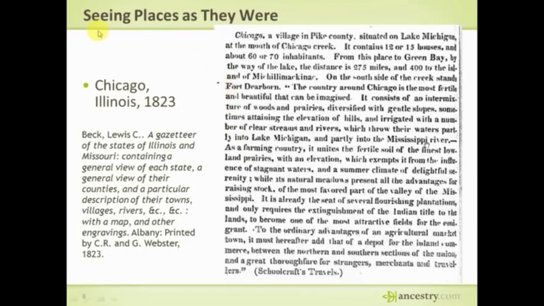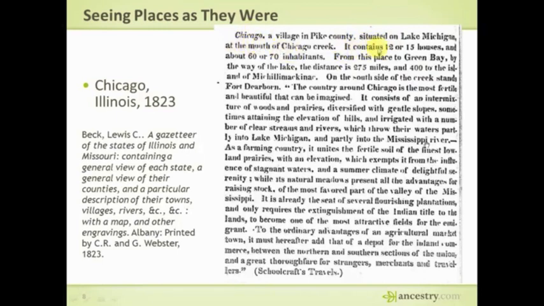Gazetteers are another great way to see places as they were. This is from Louis Beck's Gazetteer of the States of Illinois and Missouri. And I thought this was a really cool record, especially being from the Chicago area. But this is from Chicago in 1823. It's a description. It says it was a village in Pike County, which now it's in Cook County, as most people around here would know, situated on Lake Michigan at the mouth of the Chicago Creek.